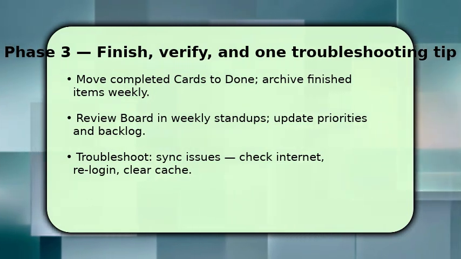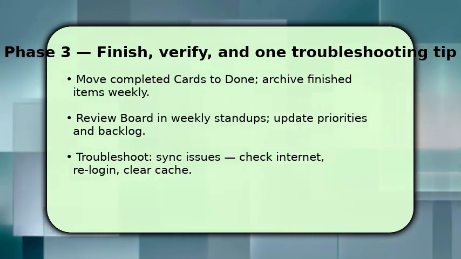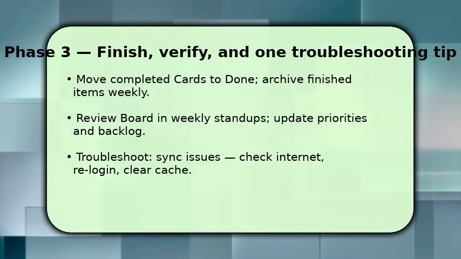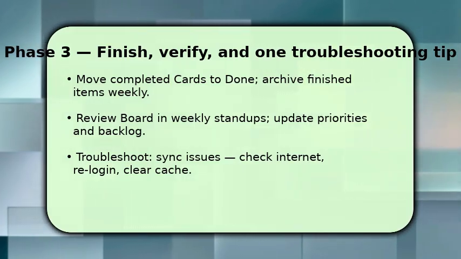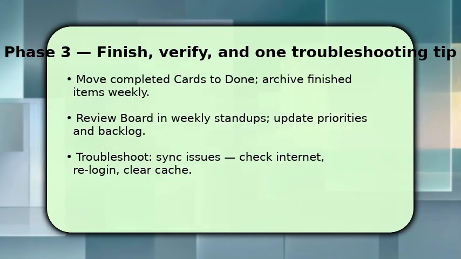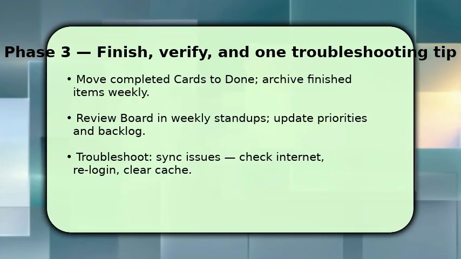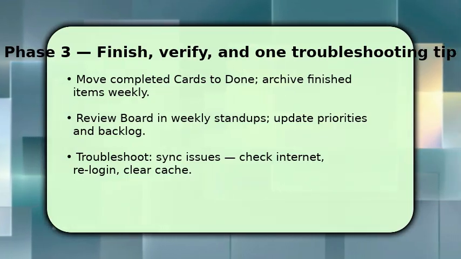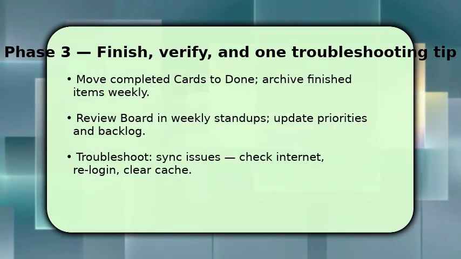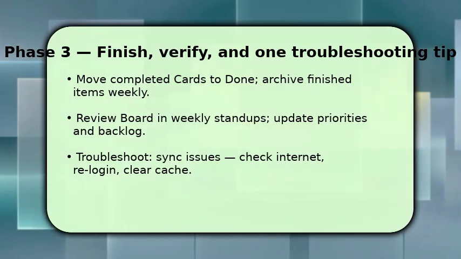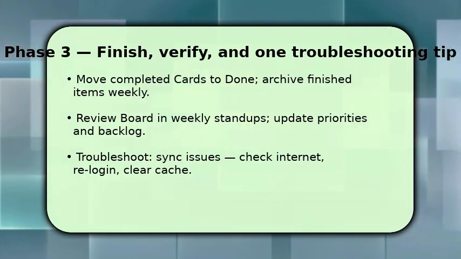Once done, run a quick review in your weekly meeting to reprioritize and groom the backlog. If something goes wrong, first check sync problems, verify internet, sign out and back in, and clear the browser cache. If issues persist, reduce active power-ups, then re-enable one at a time to isolate conflicts. This resolves most workflow disruptions.